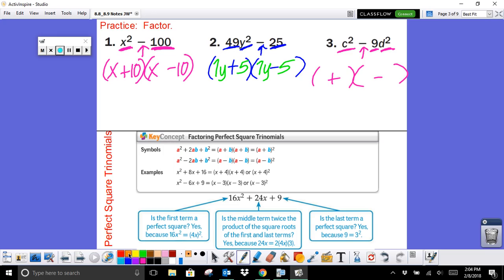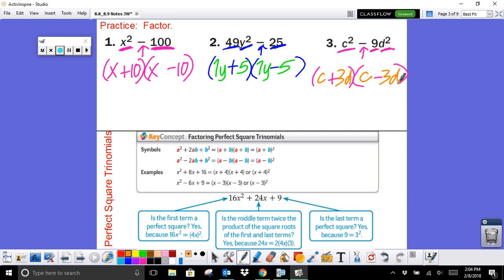Again, it does not matter what order those go in. For some reason I always do plus and then minus. What times itself gets me c squared? c. What times itself gets me 9? 3. What times itself gets me d squared? d. c plus 3d, c minus 3d.